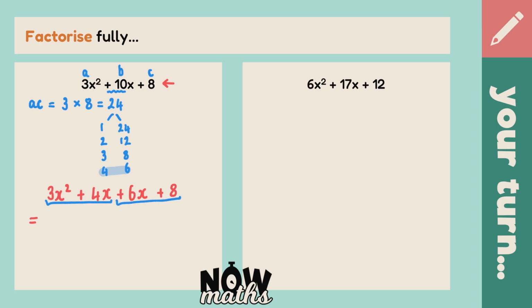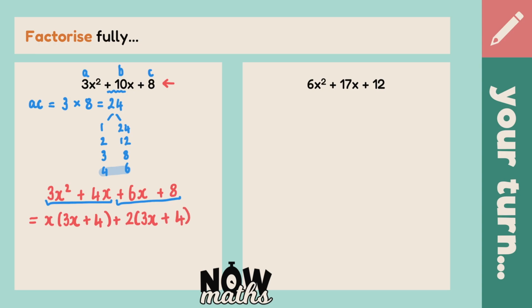So looking at the first half, the highest common factor of 3x squared and 4x is x. Then 3x squared divided by x is 3x, and 4x divided by x is 4. Now looking at the second half, the highest common factor of 6x and 8 is 2, and 6x divided by 2 is 3x, and 8 divided by 2 is 4.